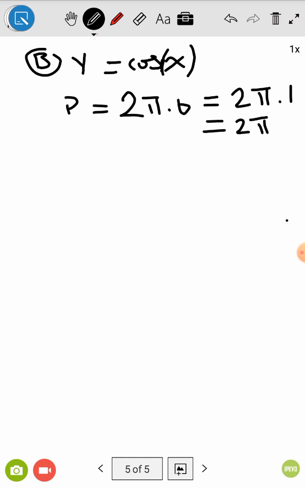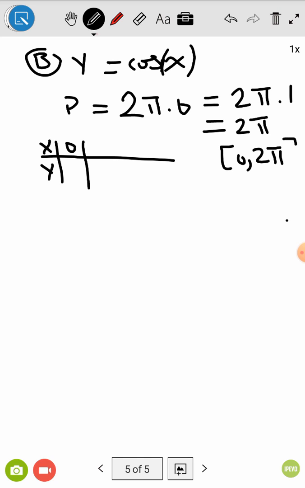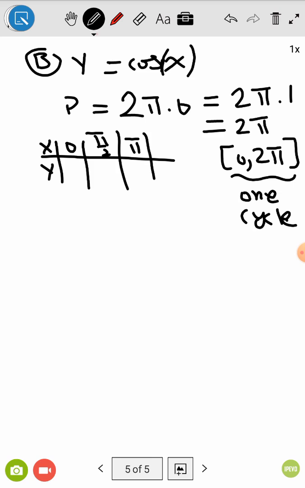Now we're going to make the parent table. It's very important to memorize it, starting from 0 all the time. So we are going to graph over the interval 0 to pi, only one cycle. Now pi out of 2, pi, 3 pi out of 2, the same as the sine. So the cosine and the sine have the same x values, with the difference only in the y.